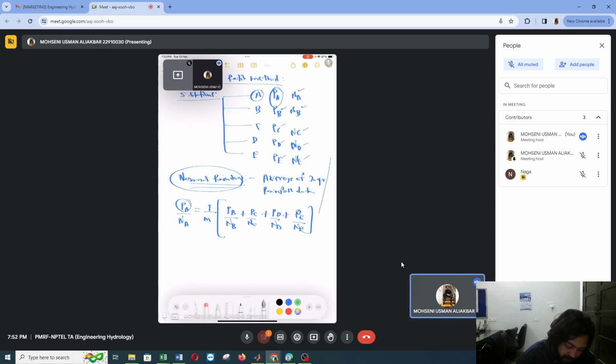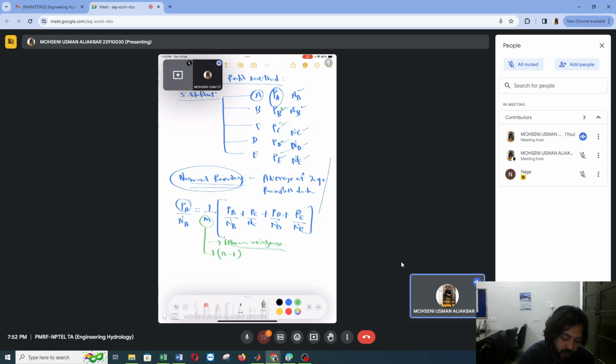The thing to remember here is what is m. M is nothing but the number of rain gauge stations minus 1. Why are we subtracting only 1? Because m stands for known rain gauge stations, meaning the rain gauges whose values are known to us. Here only 4 gauge station values were known to us, so that is why the approach is m minus 1.